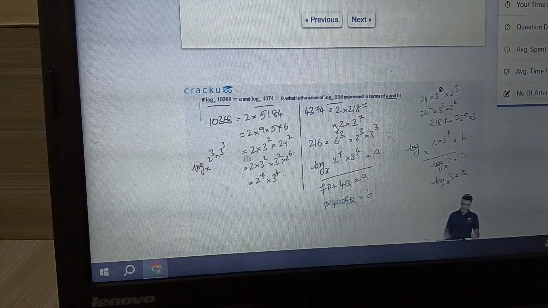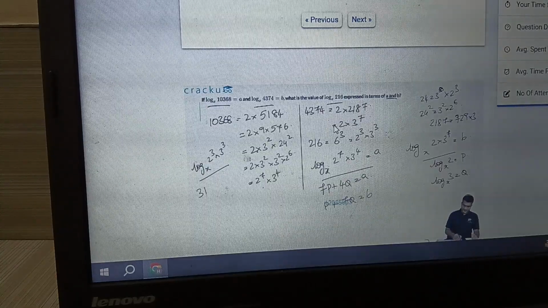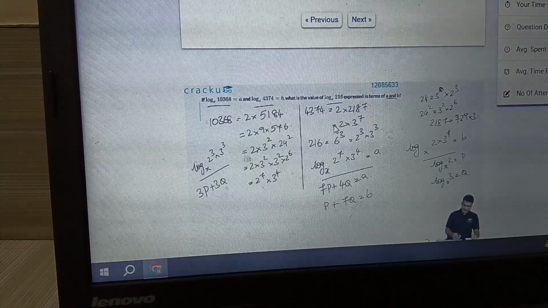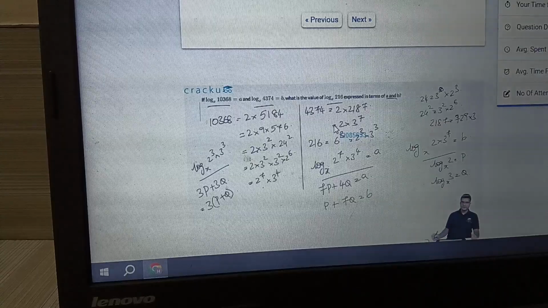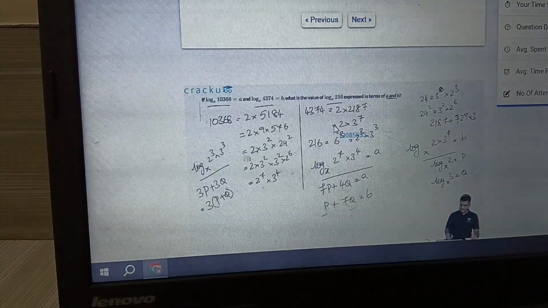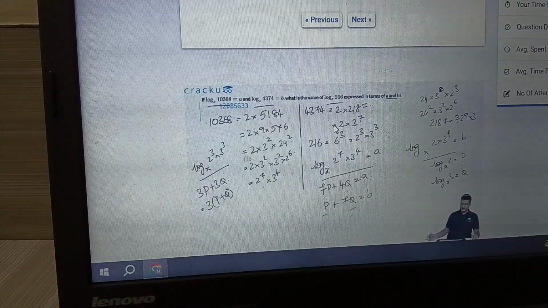And what we are required to calculate is log of 2 cube into 3 cube to the base x, that is, we are required to calculate the value of 3p plus 3q, or essentially the value of 3 into p plus q. Now if you can get the coefficient of p and q to be the same, we will easily find out the value of 3 into p plus q. How are you going to do it?